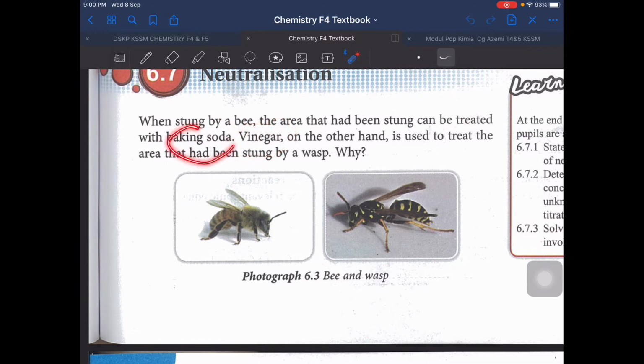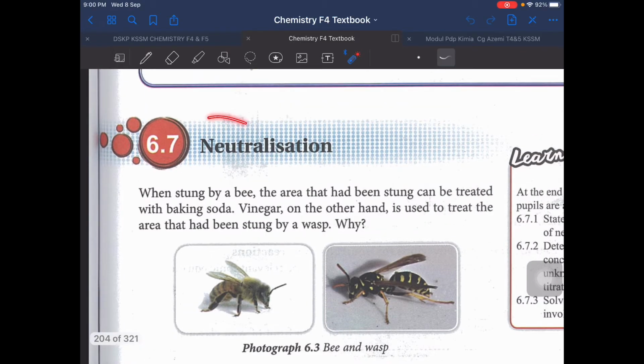If we use baking soda to treat the area stung by a bee, it means the bee sting is acidic, because we need to treat it with an alkali. And conversely, if vinegar is used to treat the area stung by a wasp, it means this sting is alkaline. We need to use opposite substances, acid with alkali. Why? So that it becomes neutral.